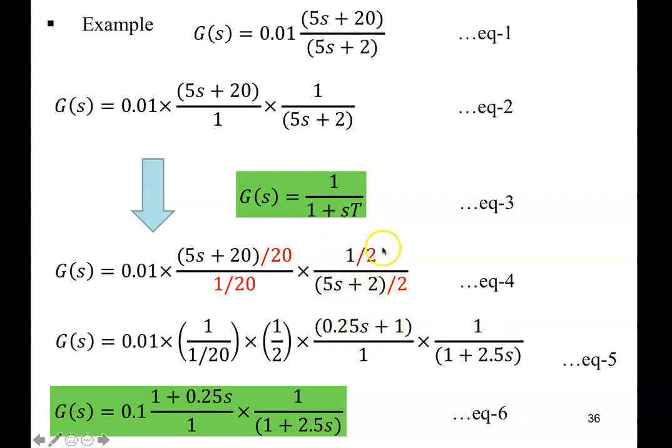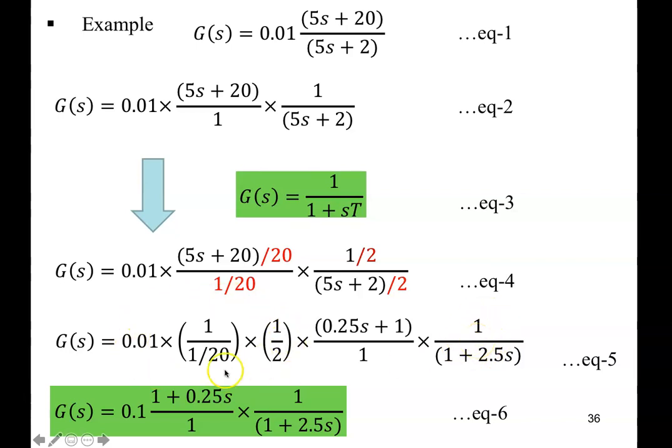This part, I already moved 1 over 2 to here. 5s divided by 2 gives me 2.5s. 2 divided by 2 gives me 1. Good, that's another subsystem in the standard format.